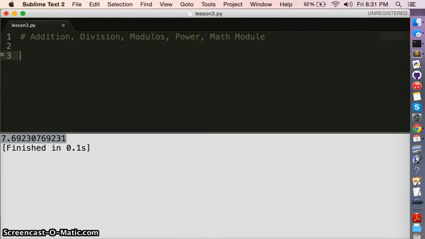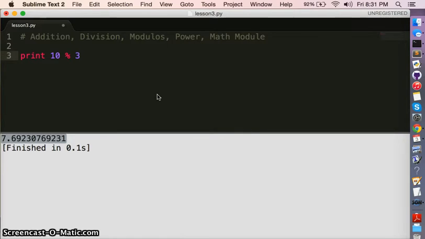Now, modulos is an operator that you haven't learned yet, or probably haven't seen before, but it's something that comes up a lot in computer science. The way that you do modulos is you use the percent sign. More formally, we call it mod from now on. What mod does is it says, if I'm doing 10 mod 3, how many 3's can I take away from 10? And then what is the remainder?